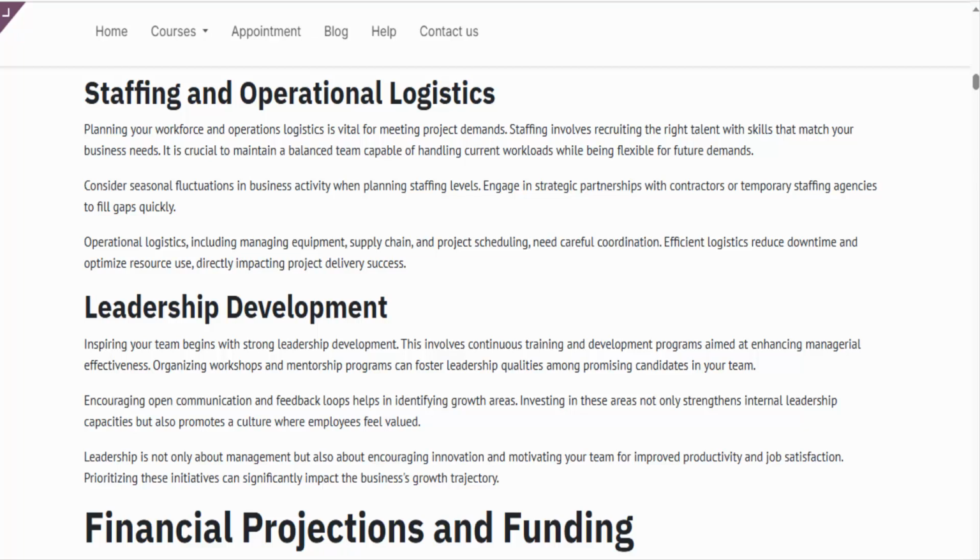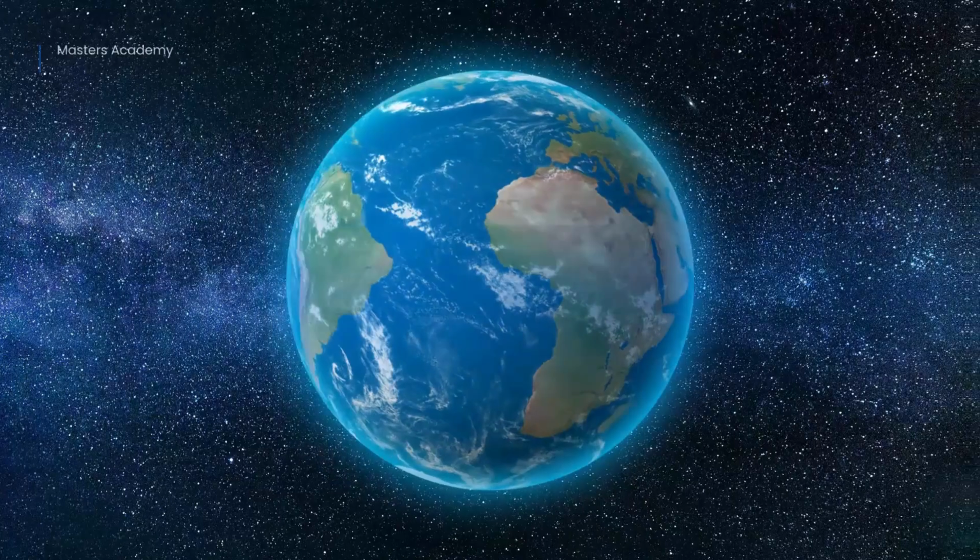Operational logistics, including managing equipment, supply chain, and project scheduling, need careful coordination. Efficient logistics reduce downtime and optimize resource use, directly impacting project delivery success.